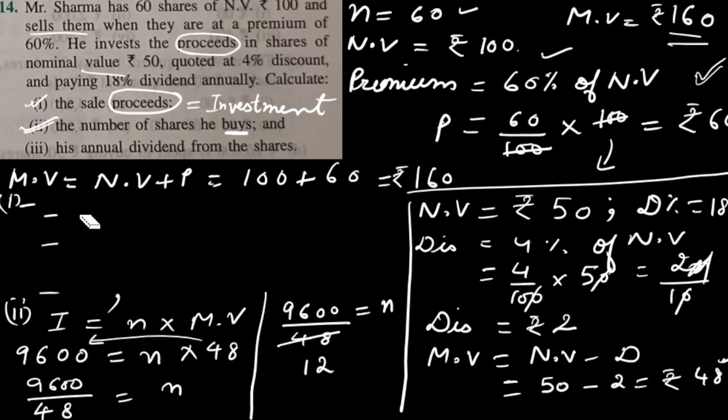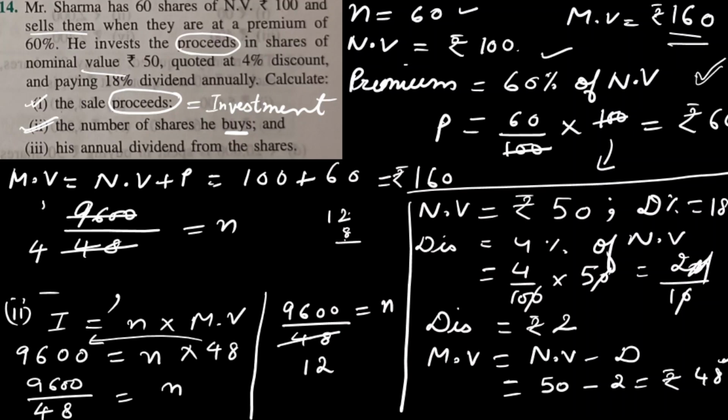I'll just clear this. Here I'll do 9,600 by 48 is equal to N. So on the 12 table I am doing 12 into 4. Directly we'll try to do cancellation on a bigger table. And 12 into 8 is 96, 2 zeros. Then 4 into 1, 4 into 2. So the number of shares we will get is 200. Here it is 48, number of shares 200.